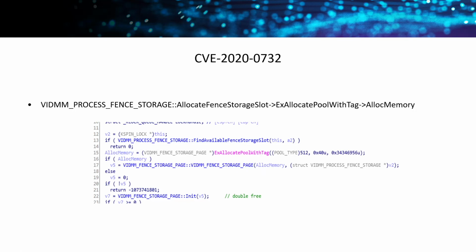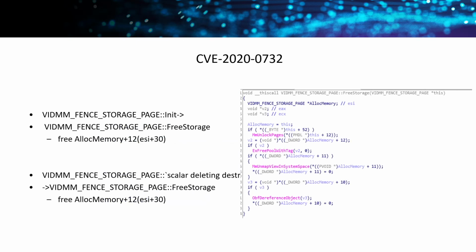The following bug is in the dxgmms2 driver. The dxgkrnl kernel driver calls the dxgmms2 driver. Okay. VidMmProcessFreeStorage allocated the storage slots, allocating memory. That's first. And VidMmStoragePageInitialize called FreeStorage to release the allocated memory. And the VidMmStoragePage destructor also called FreeStorage to release the same memory.